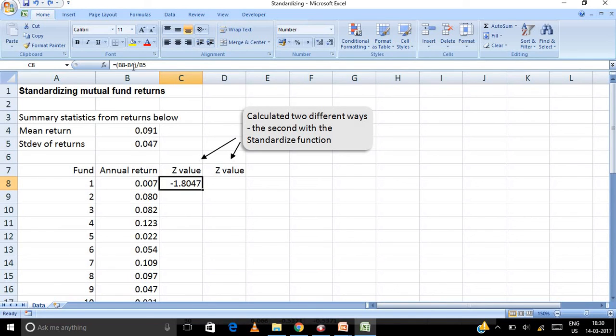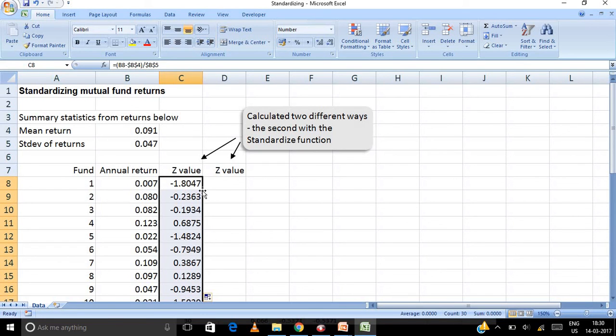So this B4, which refers to my mean, has to be frozen by putting a $, and similarly the standard deviation has to be frozen by putting $. There won't be any change in this value, but now see, when I drag, boom, now you can see I have all values calculated properly. So this is what I have done manually.